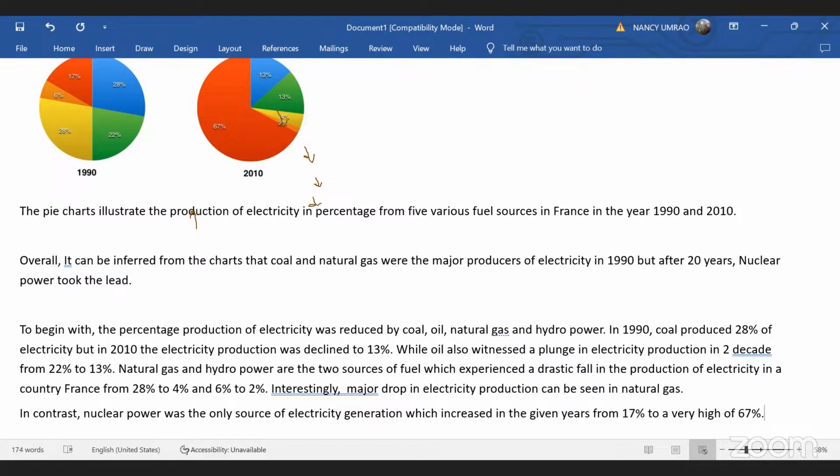Yes, ma'am. So this is how we can write the introduction, the overall, body one, and body two. In the pie chart, we just need to check the transformation: what is increasing, what is decreasing. The increasing we can write in one body, the decreasing in another body. We have to check the paraphrasing, the connectors that we are using, and the vocabulary that we are adding in the form of nouns or verbs. Okay? I hope you understand this point.